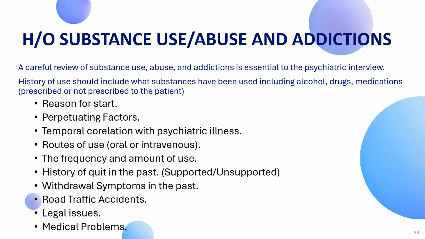The frequency and amount of use, history of quitting in the past, whether it was supported or unsupported, whether it was managed on an OPD or IPD basis, and what the withdrawal symptoms were in the previous period of abstinence. Road traffic accidents under the influence of substance, legal issues due to substance use, or any medical problems like hepatic failure or something else, on a substance to substance basis.